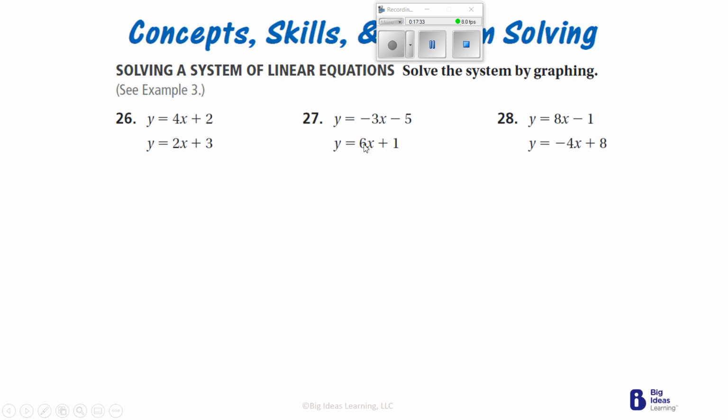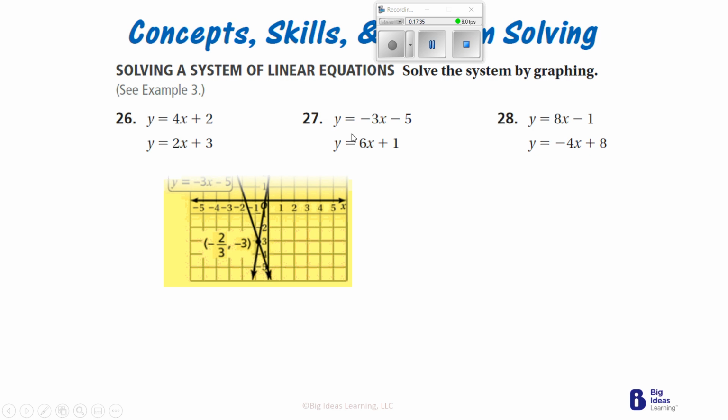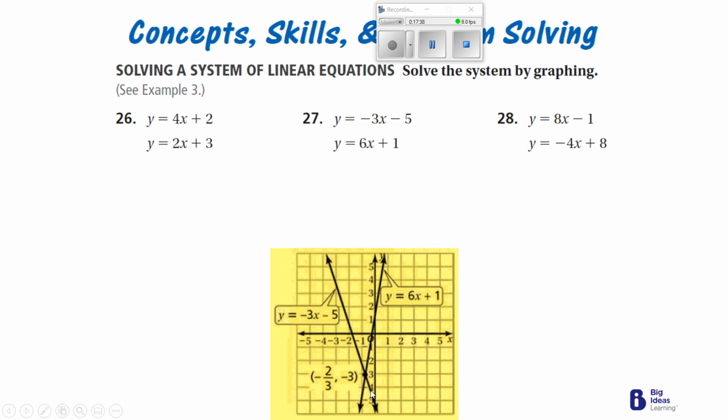All right. Number 27. This graph is going to look like this. We see we're crossing at negative 5 down here, and then it's a negative 3, so it's going down 3 and over 1 as it crosses here, right? So it's over 1 and up 3, over 1 and up 3 for this line. And then on this one, we see we're crossing at 1, and then we're going up 6 and over 1. So we'll also be going down 6 and over 1. They'll be crossing here at negative 2/3 and negative 3.